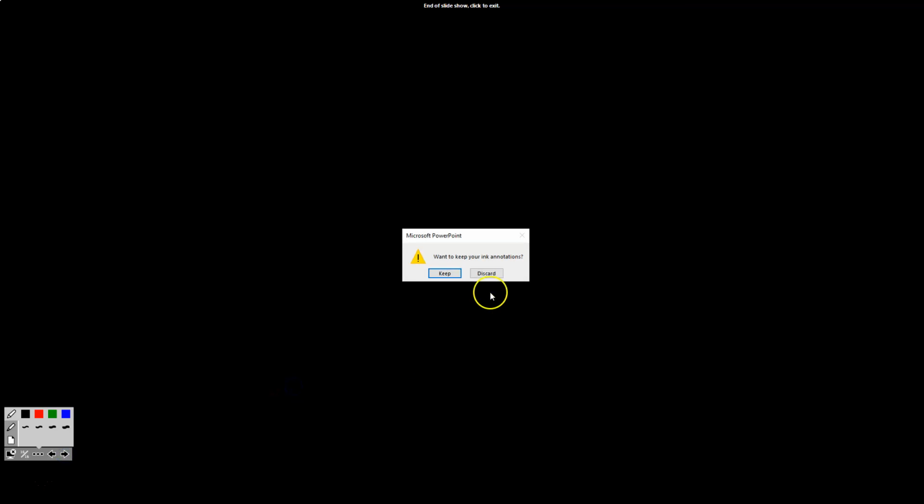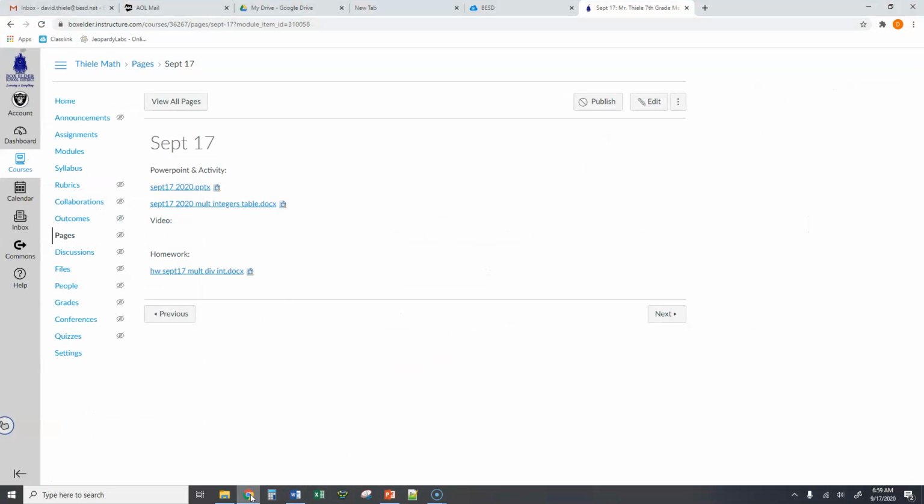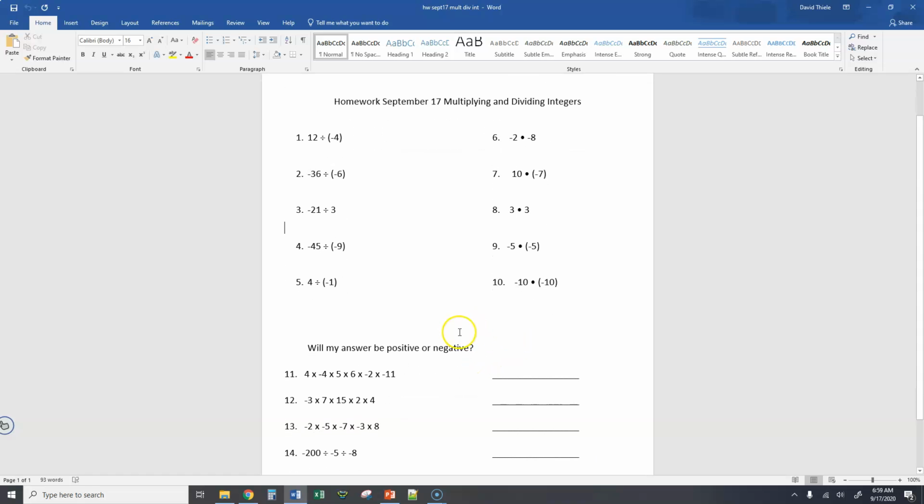So that kind of walks us through our presentation. All of that can be found on the PowerPoint, same place you found the video, along with all the homework. Today's homework, you're just going to go through. Don't use a calculator on these. Try your best to just think about the problem.